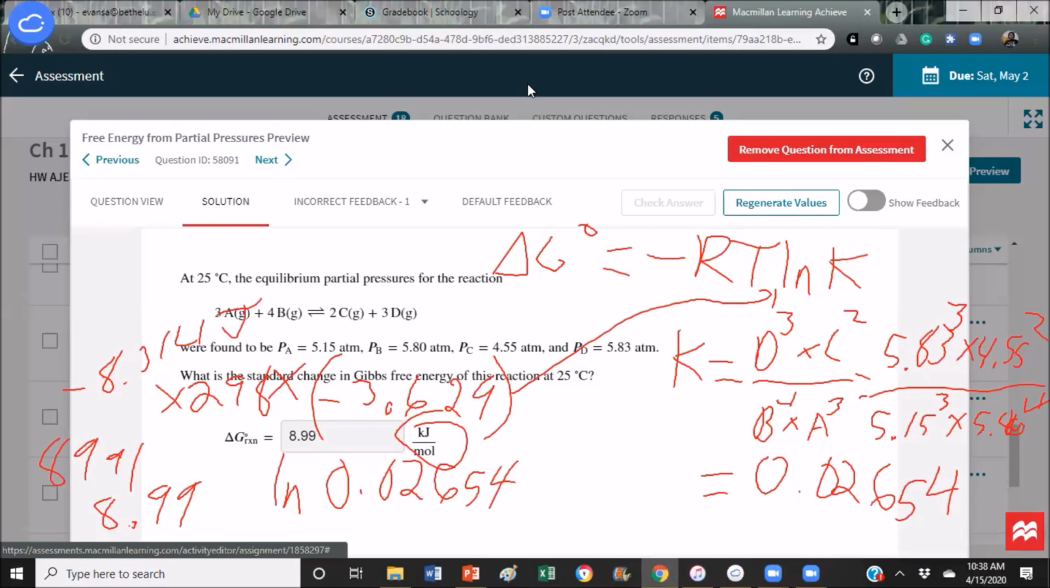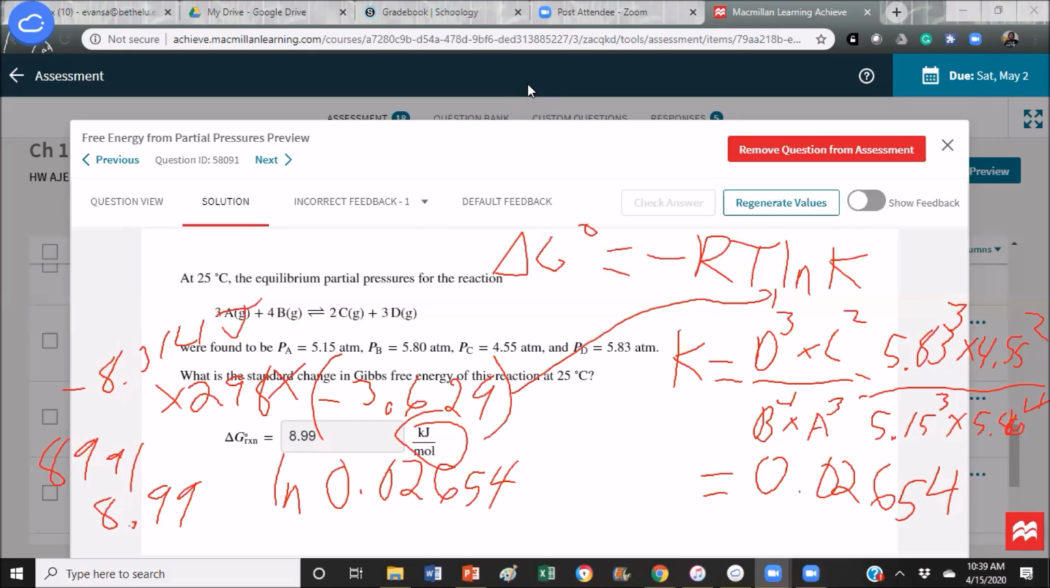So I did not get that. I messed up. What did you get? I got 9.74. Okay. Now, what did you get for your ln K? I got the same that you got, 0.02654. Okay, and you took the natural log of it. Yeah, and I got negative 3.629.